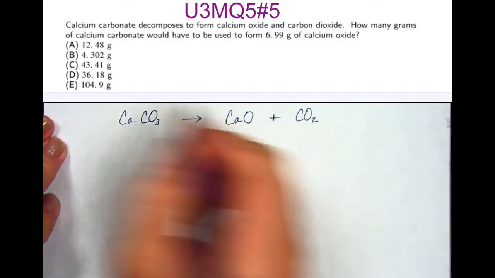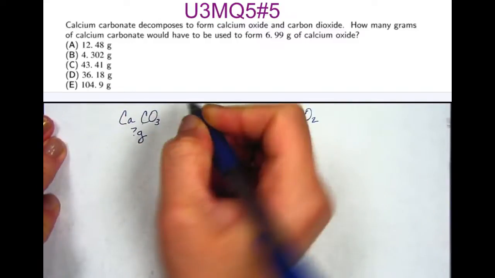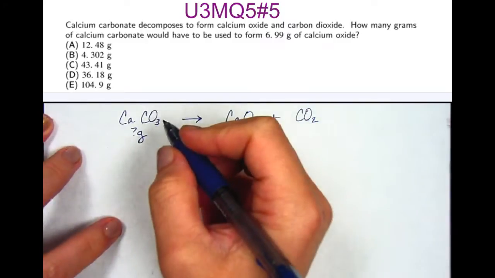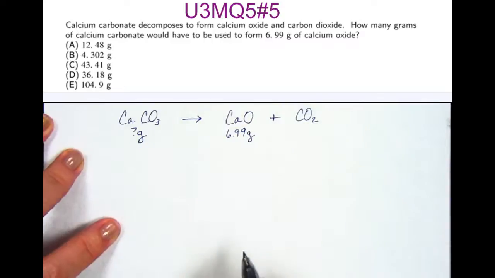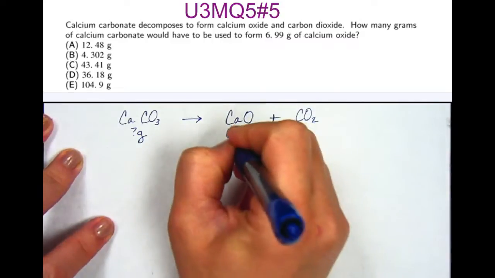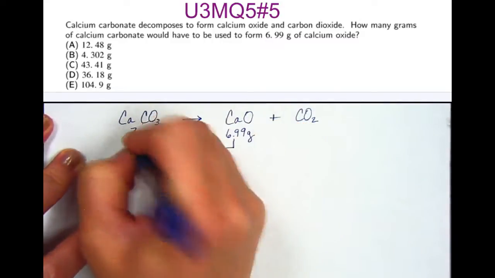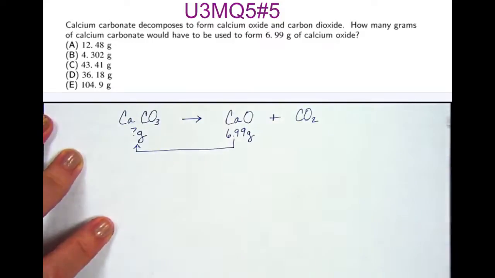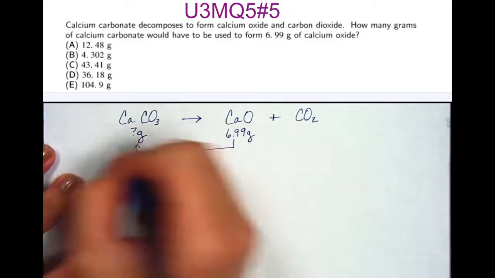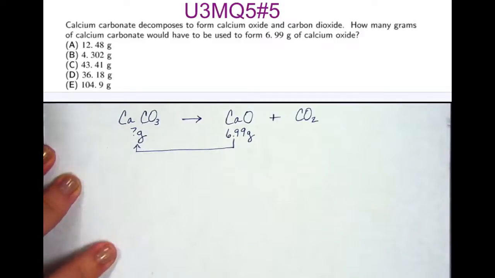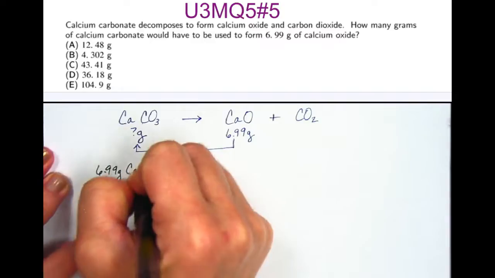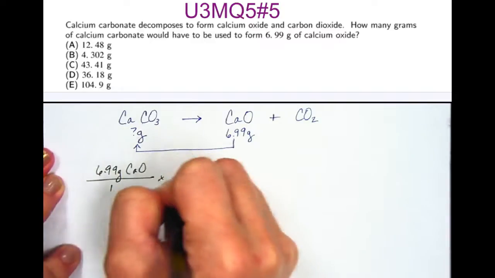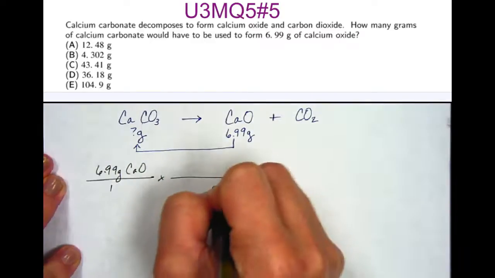So the question is, how many grams of calcium carbonate would have to be used if I want to end up with 6.99 grams of calcium oxide? So I'm going to stoich from the calcium oxide to the calcium carbonate. We'll start the setup by putting our given, which is 6.99 grams of calcium oxide over 1. We'll bring down grams of calcium oxide.